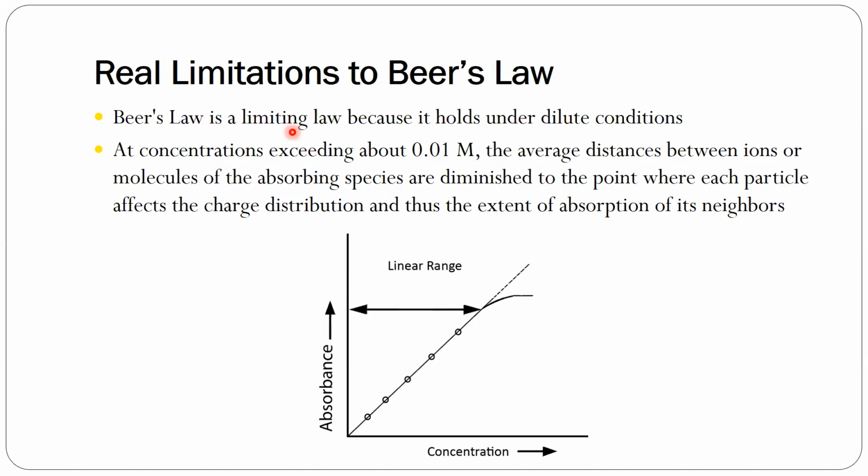Beer's law, on the other hand, kaya siya limiting law kasi totoo lang siya kapag dilute yung conditions. Because at concentrations exceeding 0.01 molar already, ang nangyayari kasi masyadong concentrated na yung sample, the average distances between ions and molecules of the absorbing species are diminished, no? To the point where each particle affects the charge distribution, okay? And thus the extent of absorption of its neighbors. Okay? So tabi-tabi yung mga molecules, therefore hindi nagiging efficient yung absorption ng bawat molecule. So what happens here is that your Beer's law relationship becomes a little bit nonlinear. So up to a certain concentration, which is usually 0.01 molar, okay, linear pa si plot. But after that, if you have high concentrations, nagkakaroon ng pagbaba ng curve. Okay.